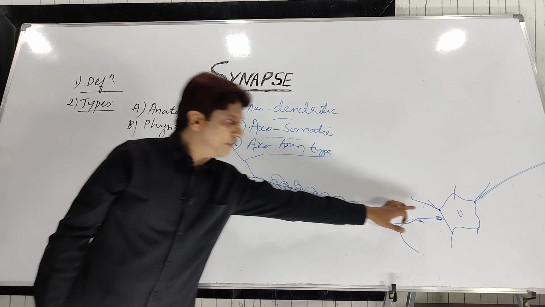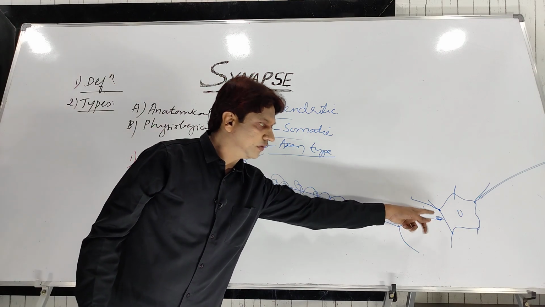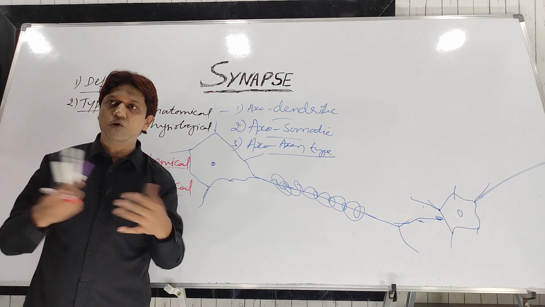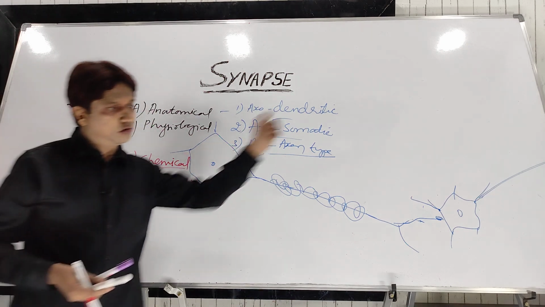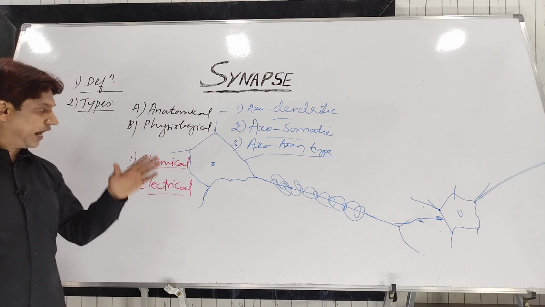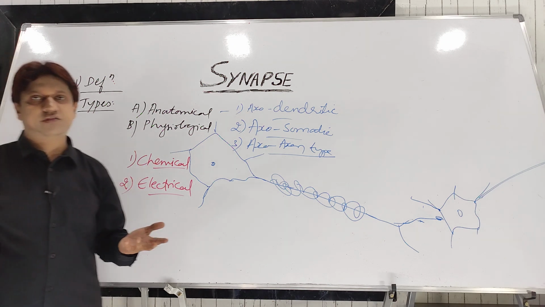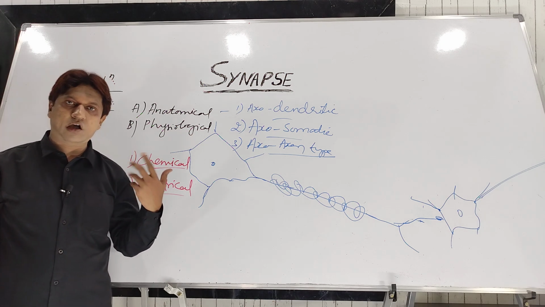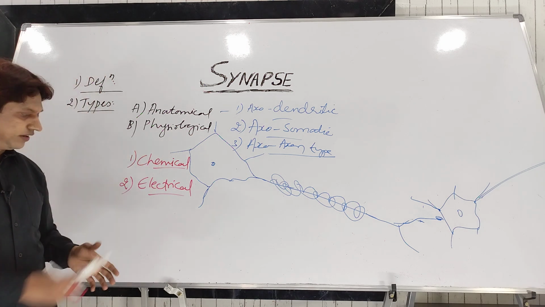Instead of releasing a chemical substance at the nerve endings, there is direct communication by the gap junction, through which the ions can be transported, and the message from one neuron is transported to another neuron. That type of classification is known as electrical synapse. We see this type of synapse in the olfactory bulb or in the retina.